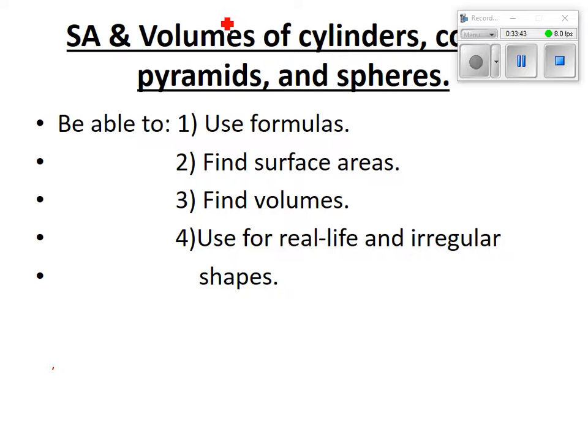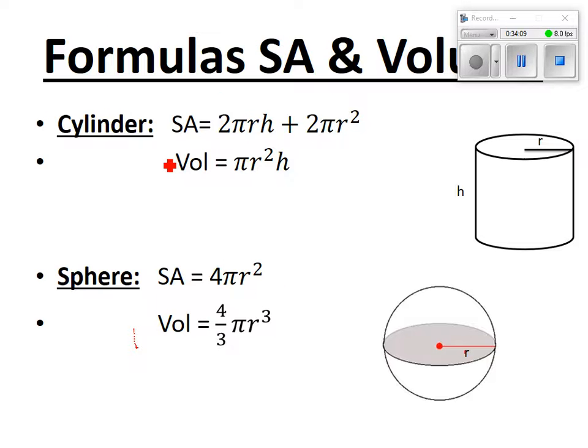On this formula, for the surface area one, what's the R stand for? Radius. That's the radius, and that radius is given on the base of the cylinder.